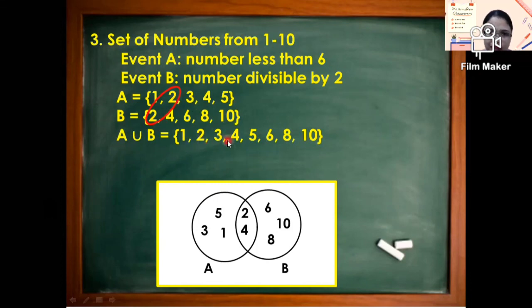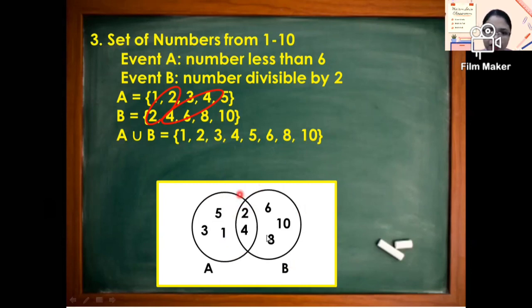Meron tayong 3, meron tayong parehong 4. Ayan, meron tayong dalawang 4, pero isang 4 lang ang isusulat natin. Tapos meron tayong 5, meron tayong 6, meron tayong 8, meron tayong 10. Okay po? So we have now the union of A and B, which is 1, 2, 3, 4, 5, 6, 8, and 10.